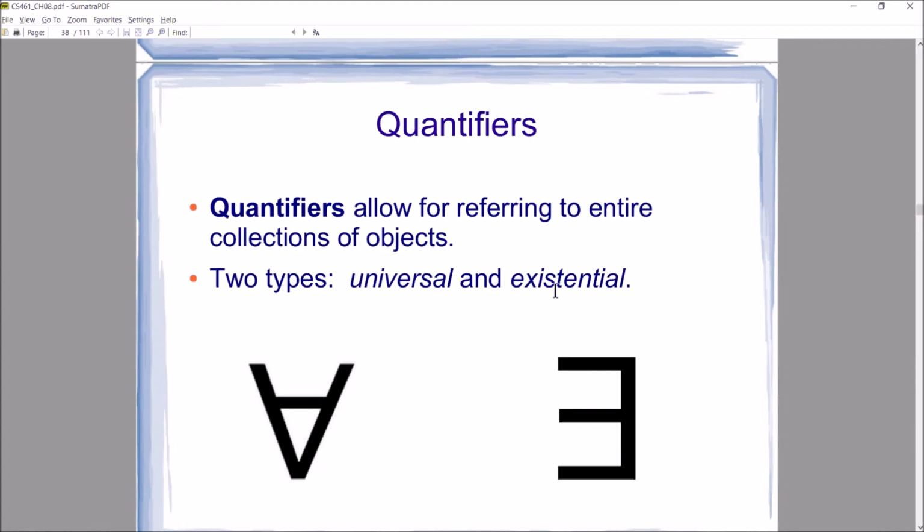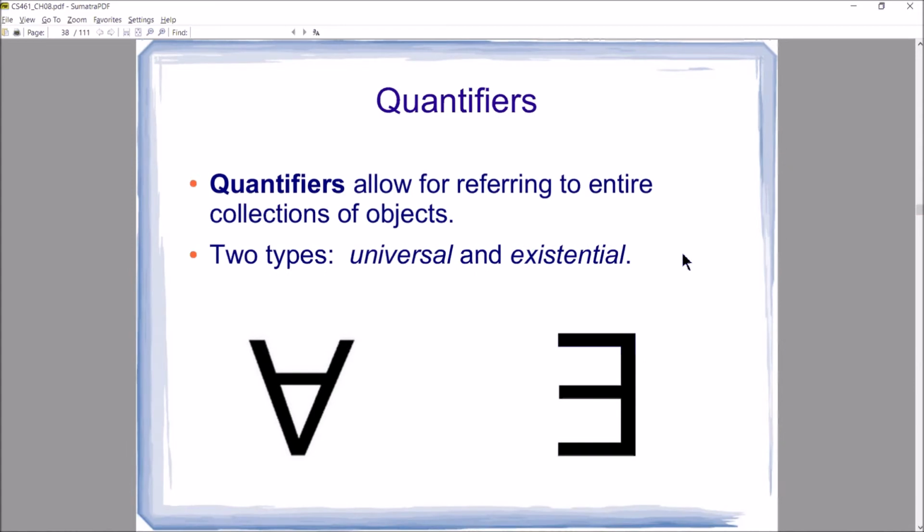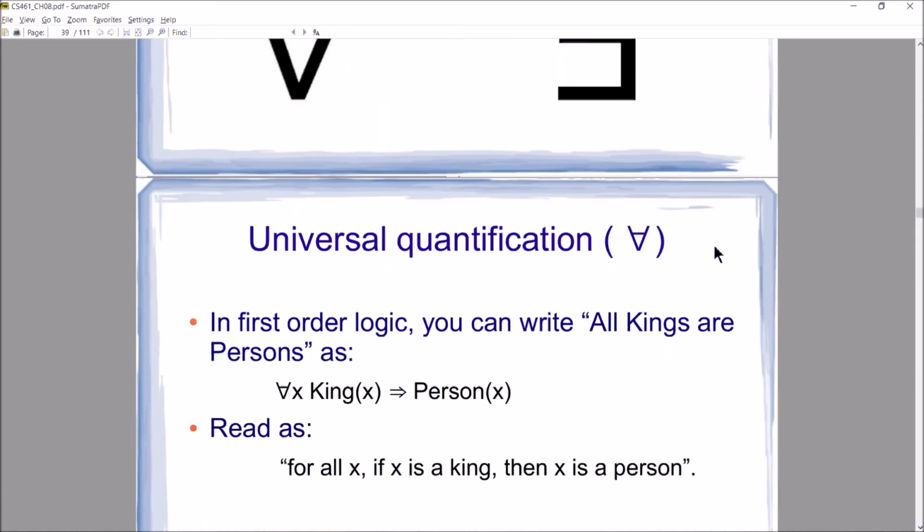There are two types, universal and existential. The upside down A is the universal quantifier. The backwards E is the existential quantifier. The universal quantifier is often read as for all, and existential is often read as there exists such that. We're going to look at the universal quantifier first.